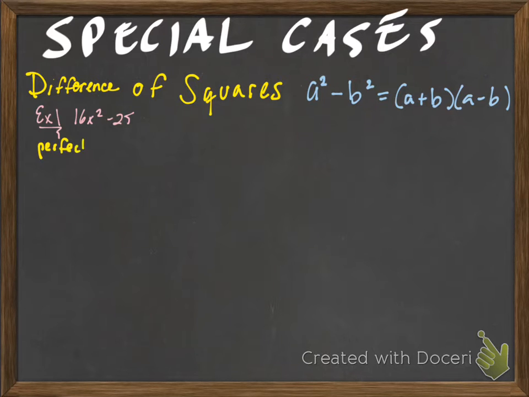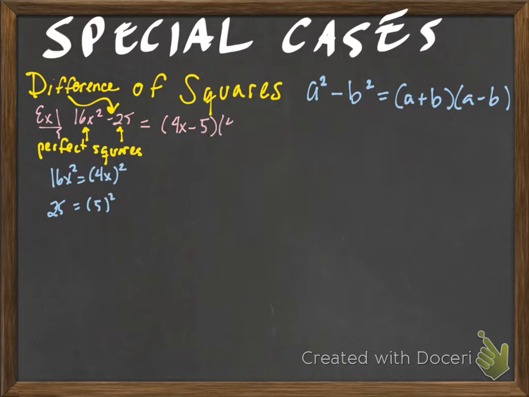So let's look at our first example. 16x squared is a perfect square, and so is 25. Difference is because they're subtraction. So difference of perfect squares pattern. The square root of 16x squared is 4x. The square root of 25 is 5. So it's the square root of the first, the square root of the second, and then one negative, one positive. We call that DOPS-PAT, for difference of perfect squares pattern.